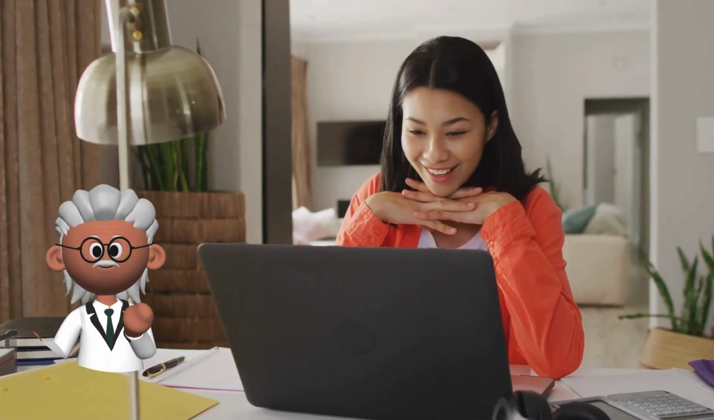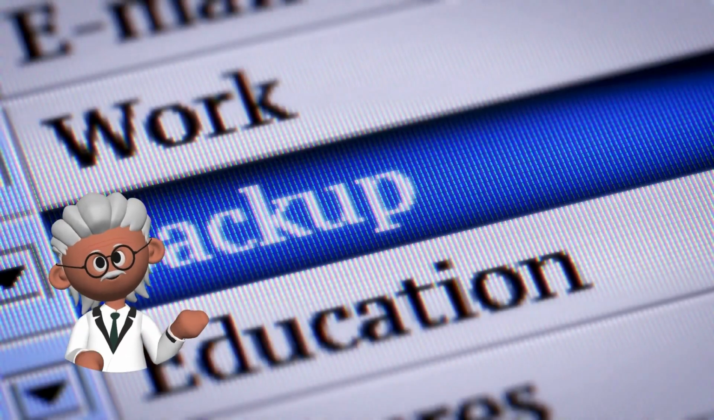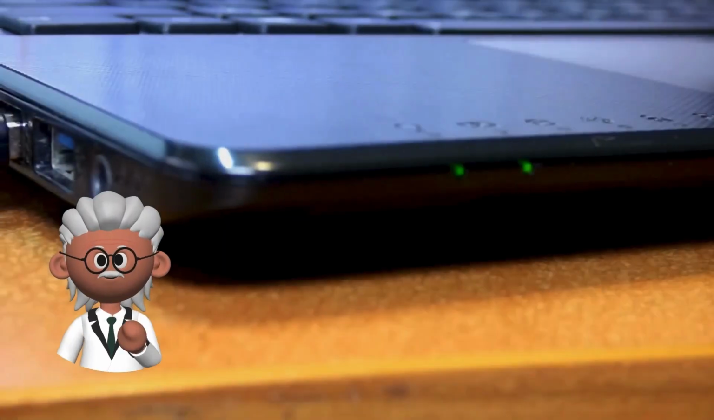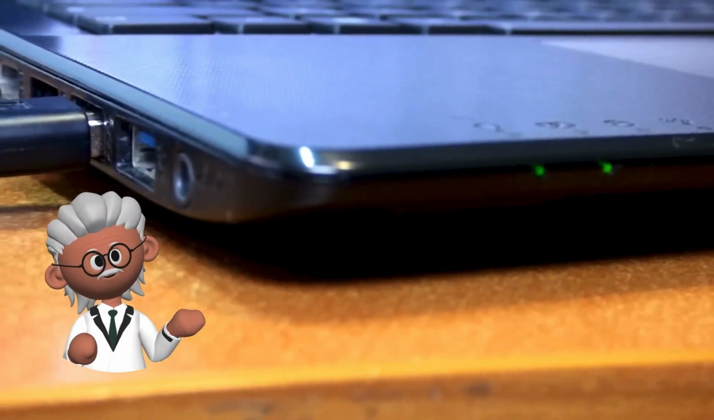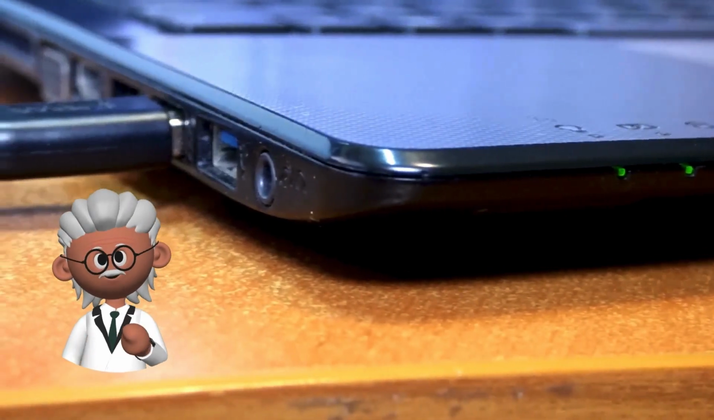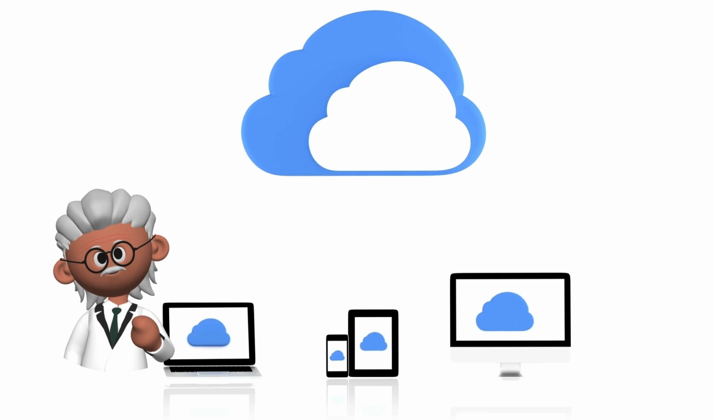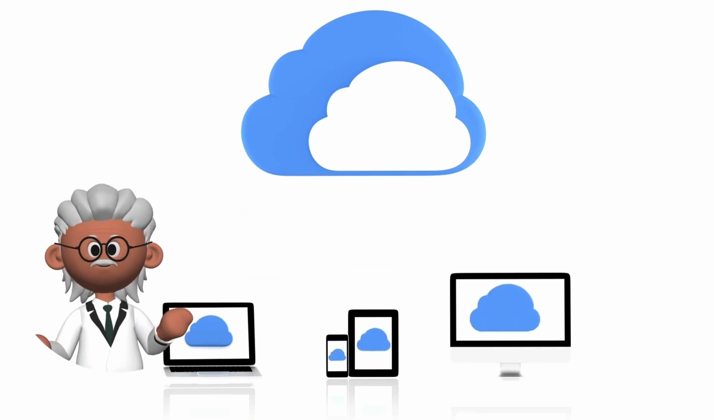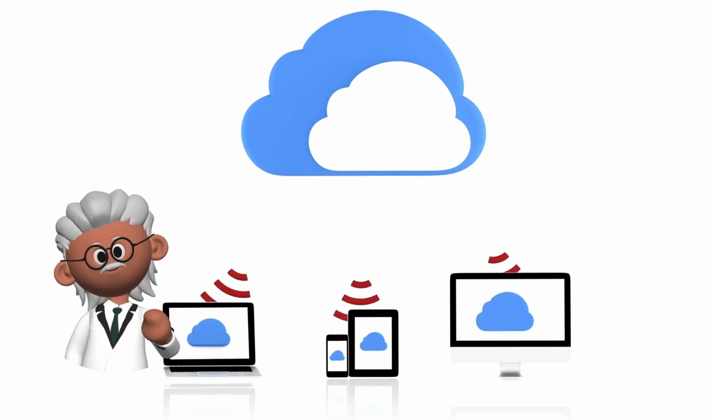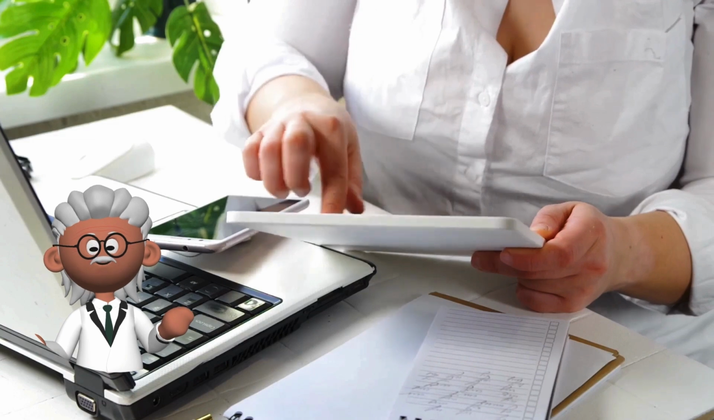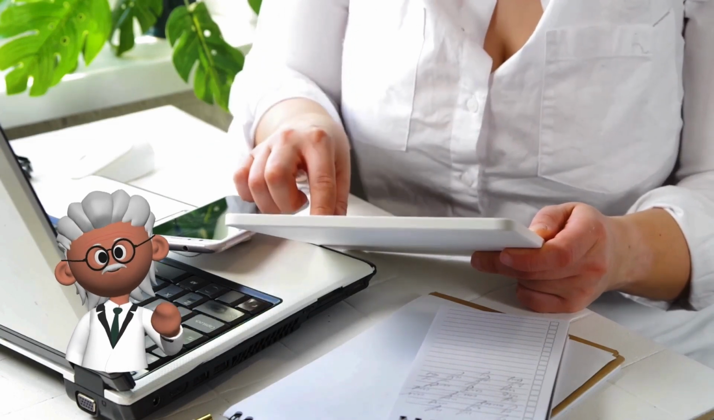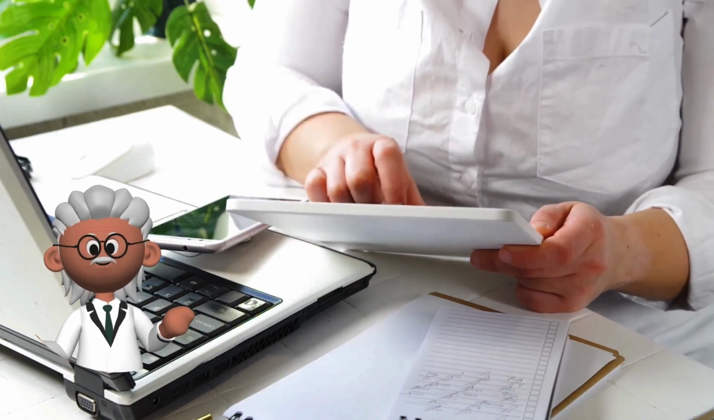For extra security, back up your important files. You can use external storage like USB drives and hard drives, or you can store your files in the cloud with services like Google Drive, iCloud, Dropbox, or OneDrive. That way, even if your device gets lost or damaged, your files are safe.